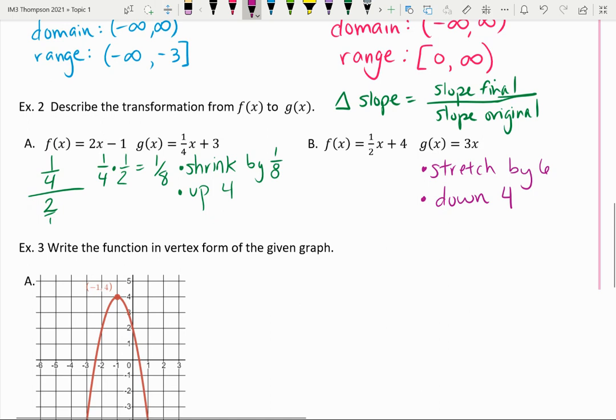All right, so when I look at the stretch or shrink, I'm going to look at the slope of the final, which is 3, divided by the slope of the initial, which is a half. Now, that whole fraction and fraction thing is kind of funky. So instead of dividing by a fraction, I'm going to multiply by the reciprocal. 3 times 2 gives me 6. Since 6 is greater than 1, it's going to be a stretch instead of a shrink. So if you wrote shrink by 6 and you were really close, just change that word to stretch, since 6 is a big number.